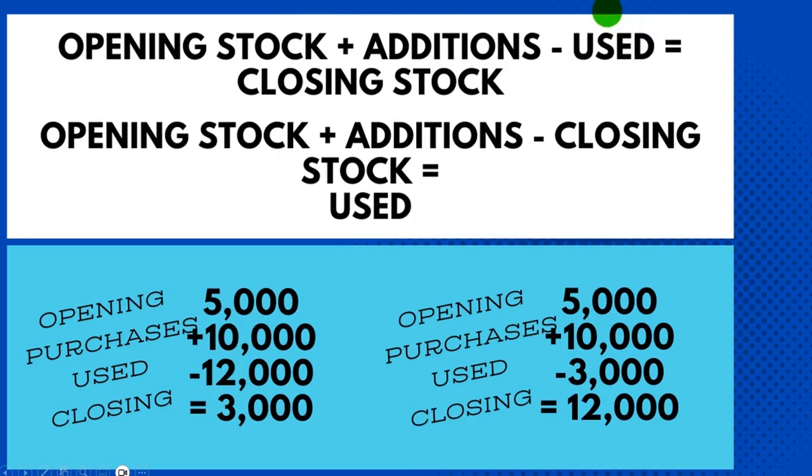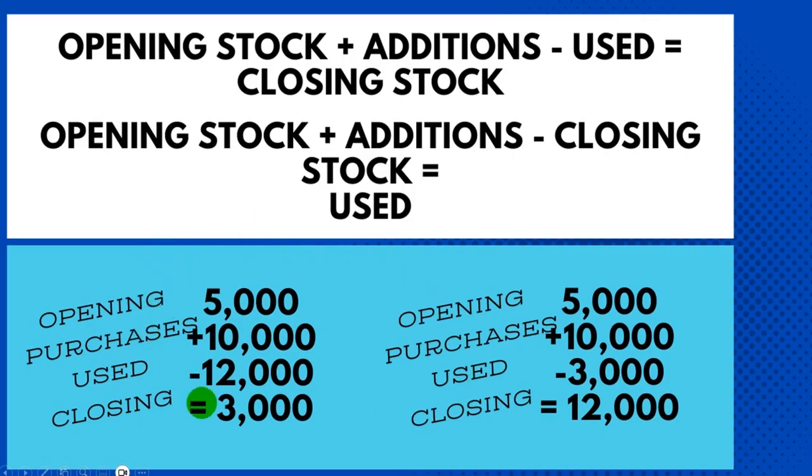If we were to plus used on this side and add it to the equal side, that would give us opening stock plus additions equals closing stock plus used. If we were then to minus closing stock, that would give us this calculation down here. Opening stock plus additions minus closing stock equals used. And these are the three figures you should have: the opening stock, the additions, and the closing stock. So you've got those three, you can calculate the used stock amount by opening stock plus additions minus closing stock.